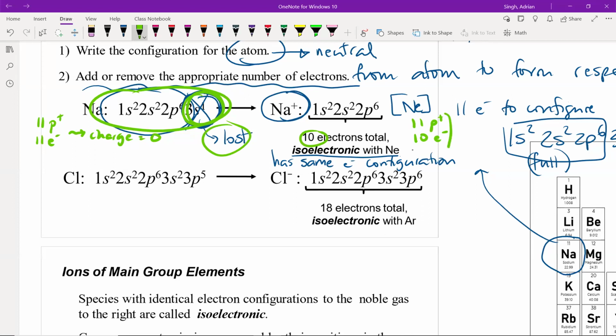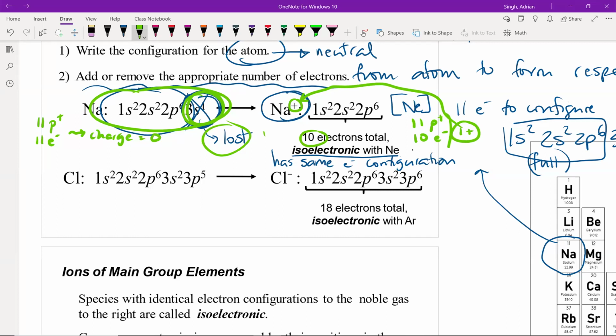So we compare the protons and electrons, we have a 1 plus, and that charge is what we introduce here as a superscript. That's our Na+1. You can leave the 1 in or omit it. It's not necessary in this case, it's understood. So we end up with this Na+ cation, which is isoelectronic with neon.